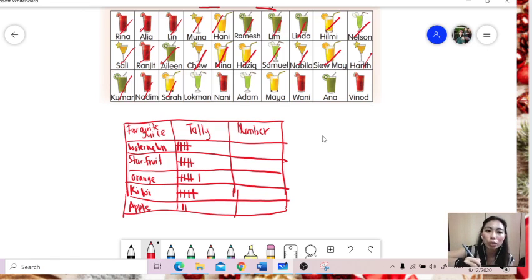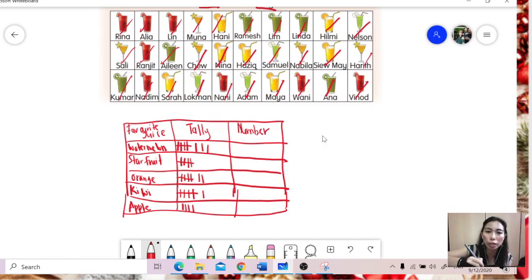Okay. So Sarah already. And then Lokman is apple. Nani. Okay, same goes, Nani also is another group. I cannot join them with the first 5. Yeah. Adam, apple. Maya, orange. Wani, watermelon. Anna, kiwi. Vinod, watermelon. So when I number them, okay, I count.